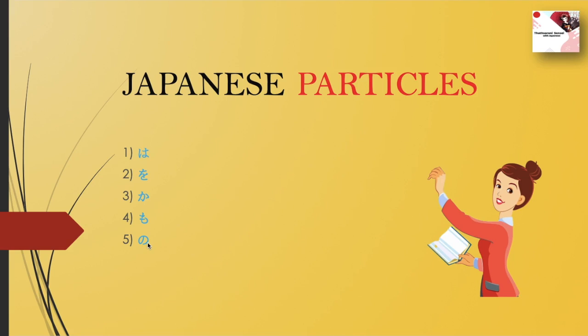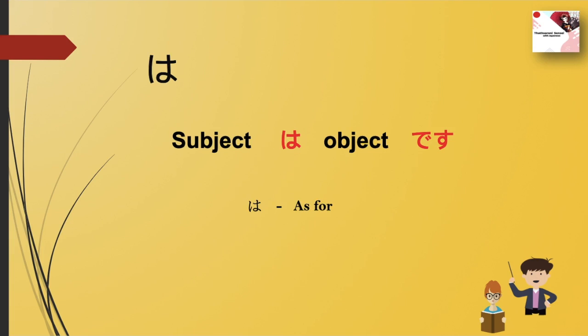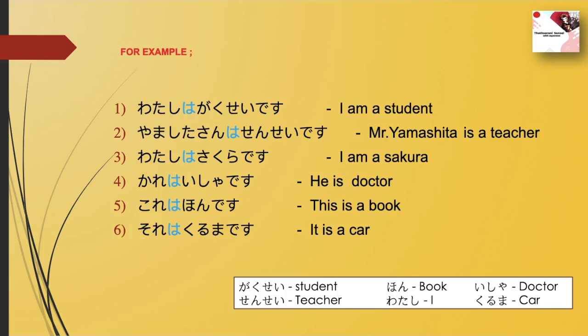Okay, let's get started. The first one is wa. Now this is the subject, the first one, and after the subject we use this wa. To represent the subject, we have to put this wa before the object. Alright, let's take a look at several examples.